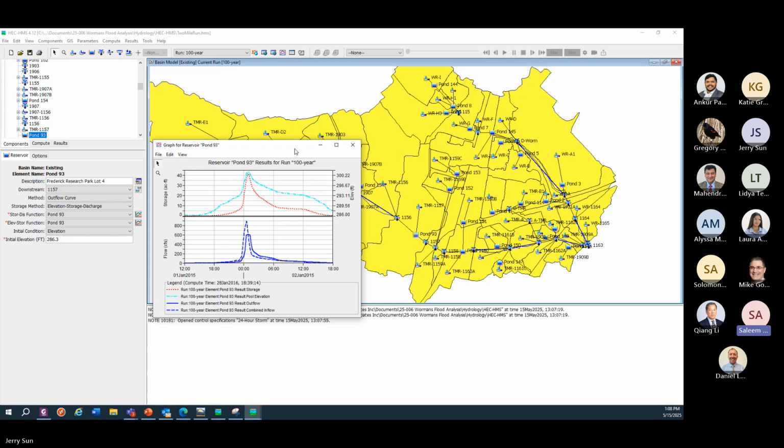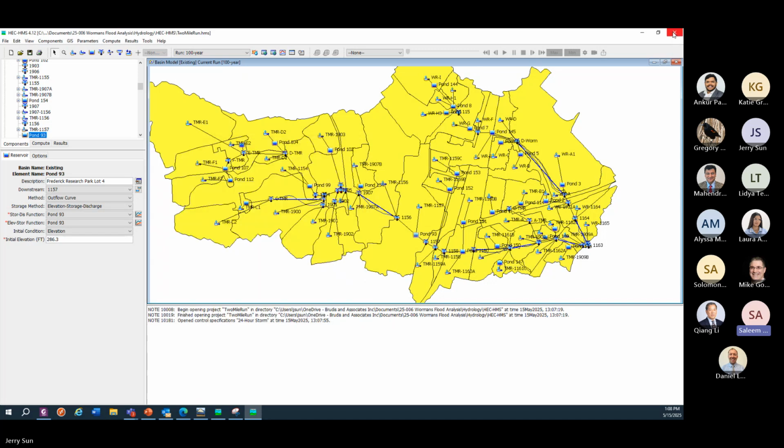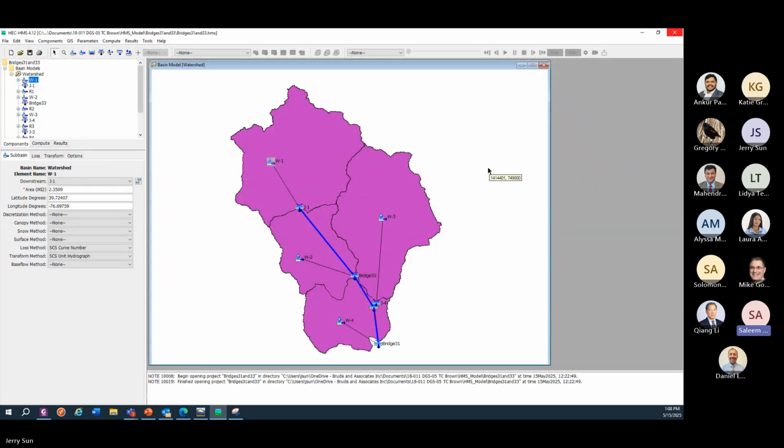This is a huge model, so don't confine yourself to the rational formula or TR55. HEC-HMS is a huge model, and it can even cover 2,000 square miles. We can take care of that. In this case, you can start the water from the very top and see how the water is combined.